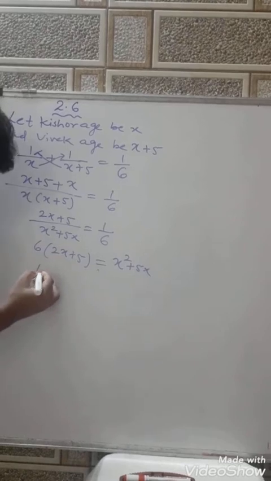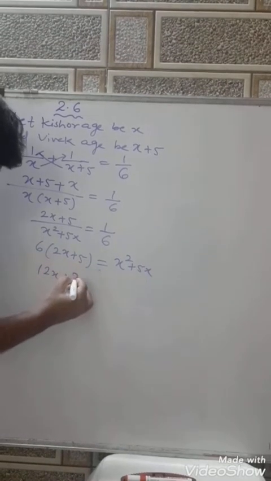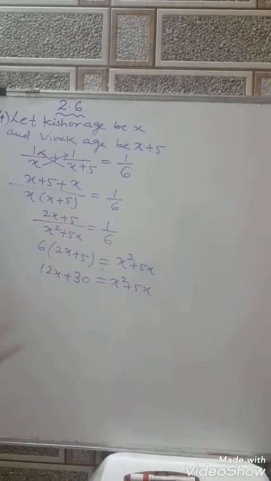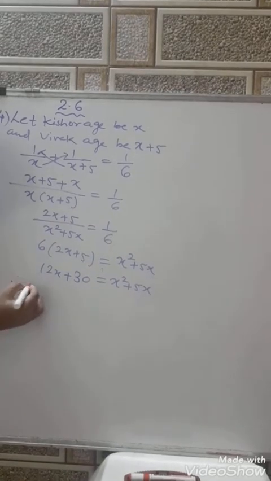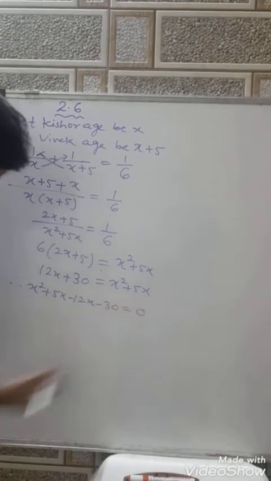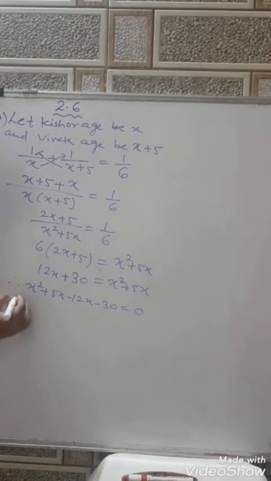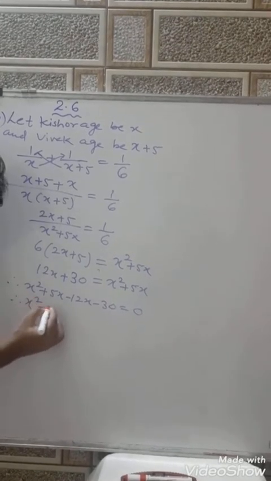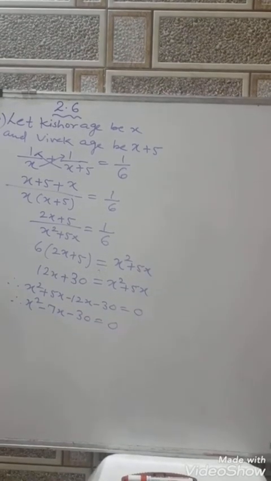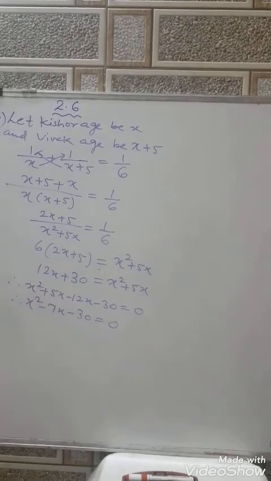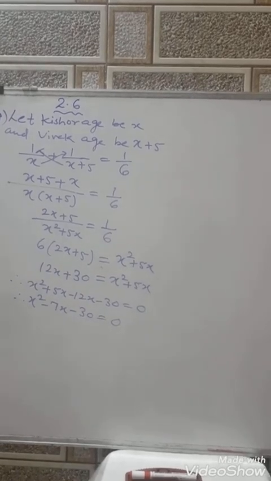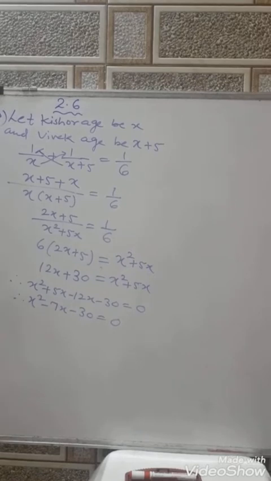So 6 multiplied with this, you get 12x. 6 multiplied with the 5, you get 30. x square plus 5x, the whole term you can shift to that side. So what do you get then? x square plus 5x minus 12x minus 30 equals 0. So x square minus 7x minus 30 equals 0. Now you need two numbers whose product is 30 and difference is 7. That is 10 threes are 30, and 10 minus 3 you get 7.